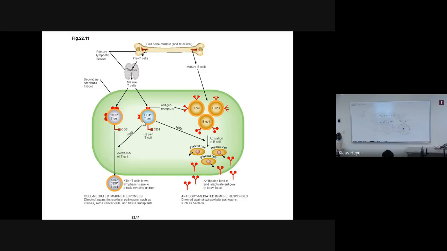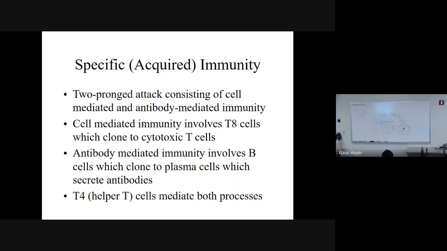I'm gonna move back one slide. This is the same thing. So, two-pronged attack consisting of cell-mediated and antibody-mediated immunity. They need each other. The cell-mediated side will get overwhelmed in the fight. But antibodies by themselves can't kill off a virus. Antibodies make it easier to kill, but they can't do it by themselves, because antibodies are just proteins.